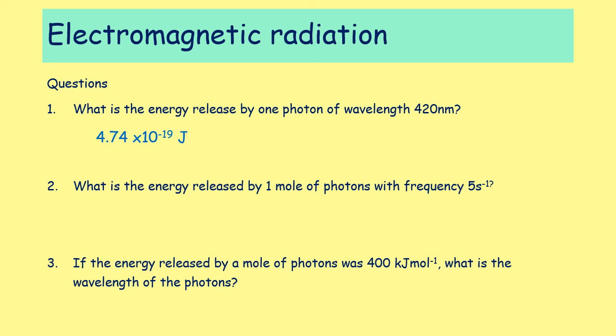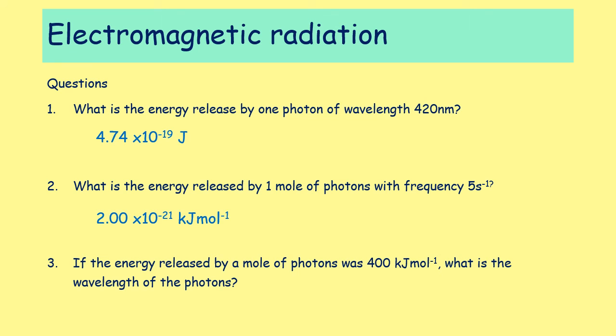What is the energy released by 1 mole of photons with a frequency of 5 per second or 5 hertz? Well, I got 2.00 times 10 to the minus 21. Now for that one, it was 1 mole of photons, so the equation you were going to need to use is E equals LHf divided by 1,000.